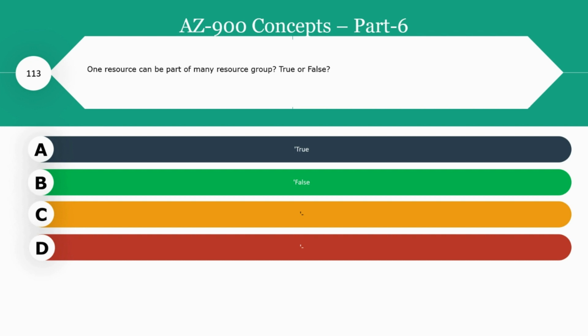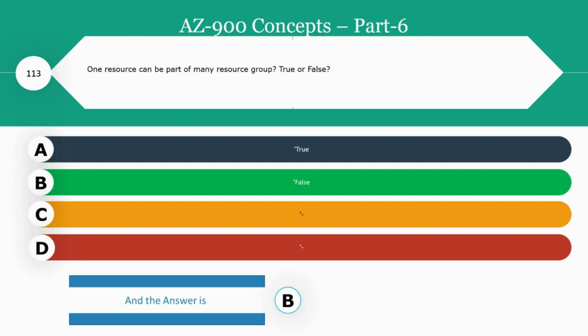Next question is, one resource can be part of many resource groups. Is it true or false? The right answer for this question is false, that is option B. While creating a resource in Azure, you need to select only one resource group using the combo selection which is available. Please note a resource group can span across multiple locations.